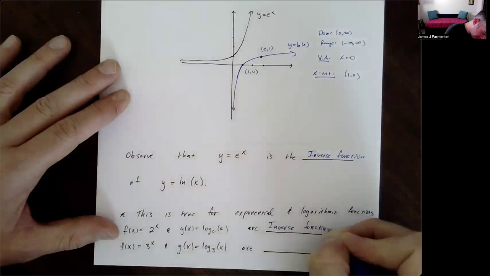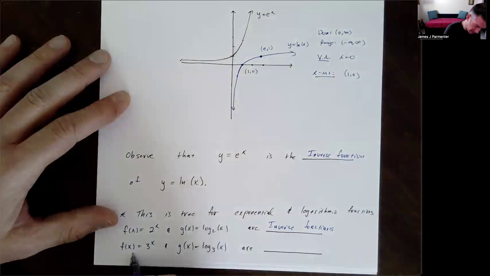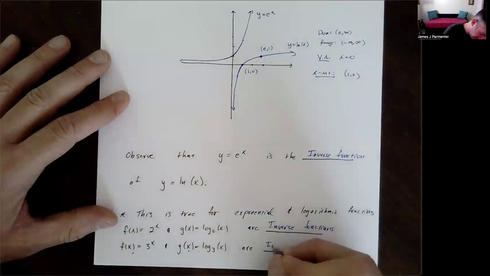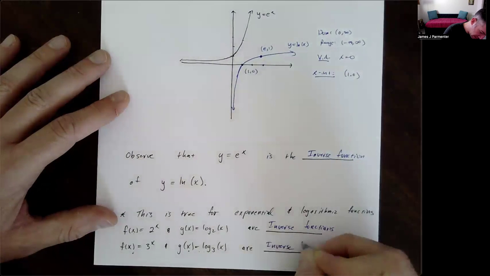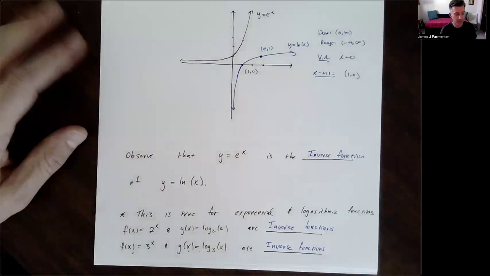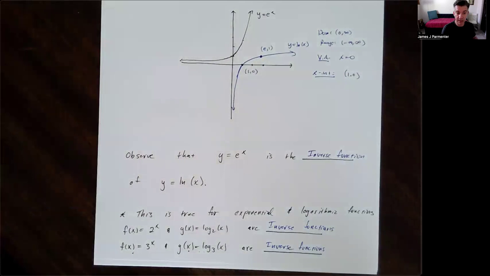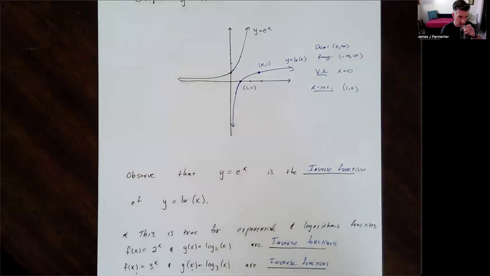Similarly, f of x equals 3 to the x and g of x equals log base 3 of x are also inverse functions. So as long as the base is the same, those functions are inverses and they interchange the x and the y. So that's the basics of graphing exponentials and logs.